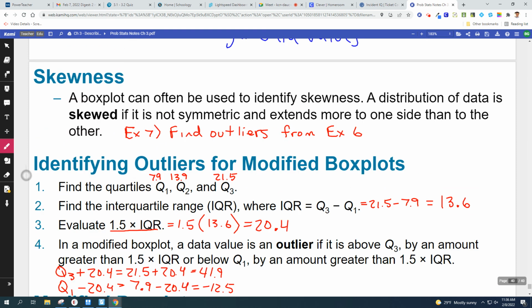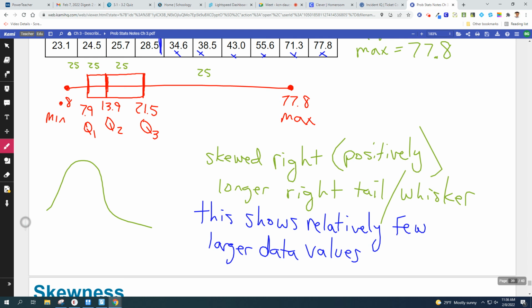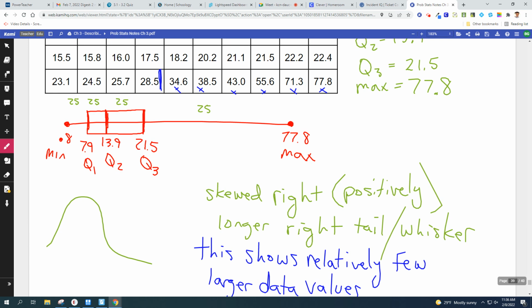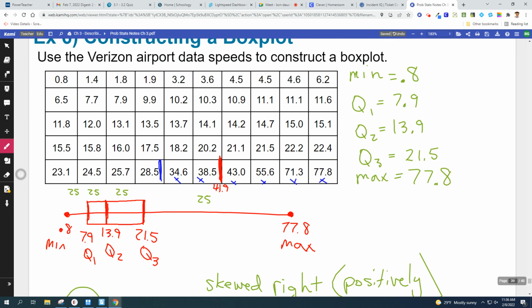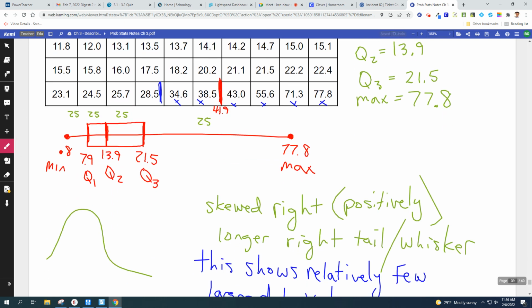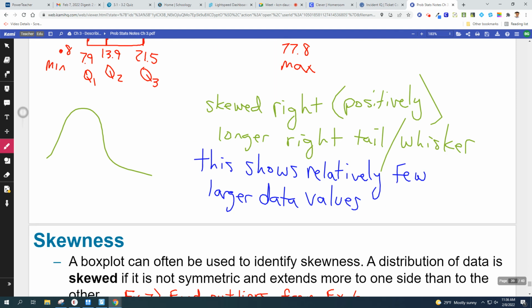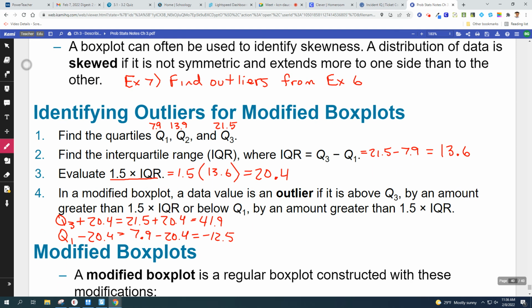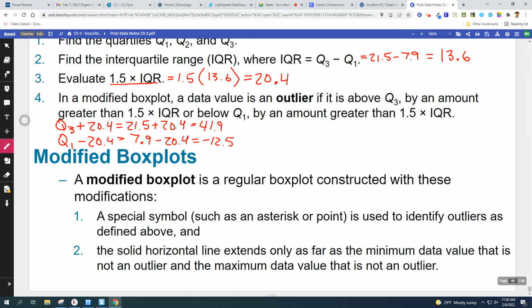So if you look back at the numbers, anything greater than 41.9 is going to be an outlier. There is nothing less than negative 12.5, so there won't be any outliers on this end. But on the high end, I see 4 numbers that are all outliers because they are greater than that 41.9. You might have been able to guess those 4 numbers were outliers, but it's kind of difficult.